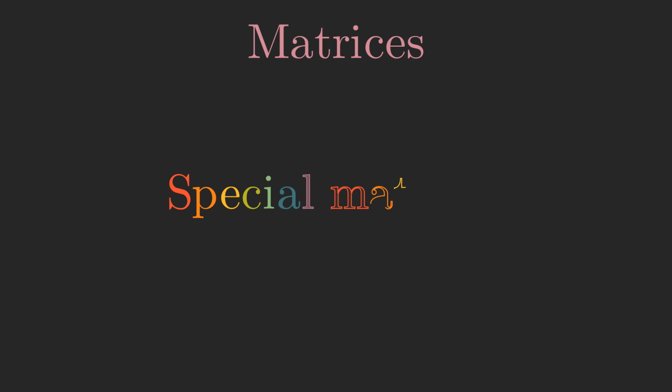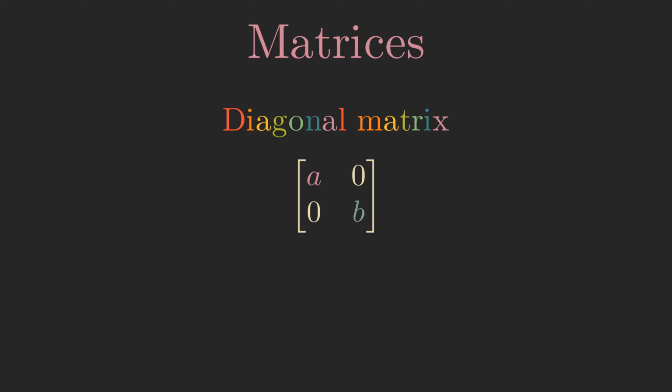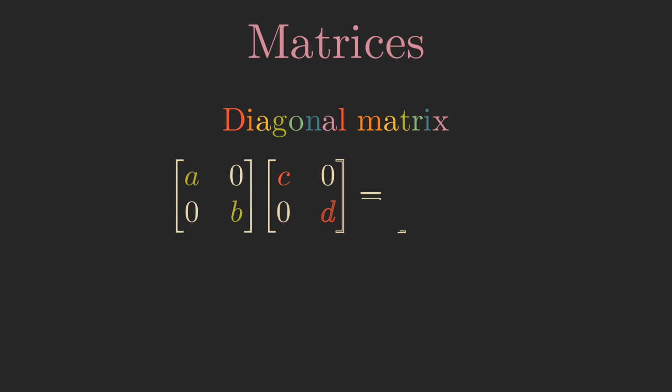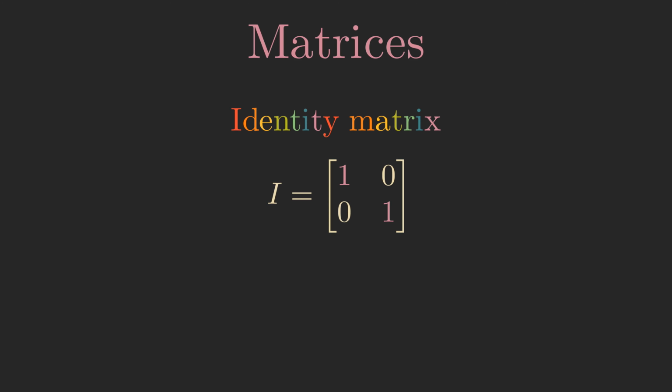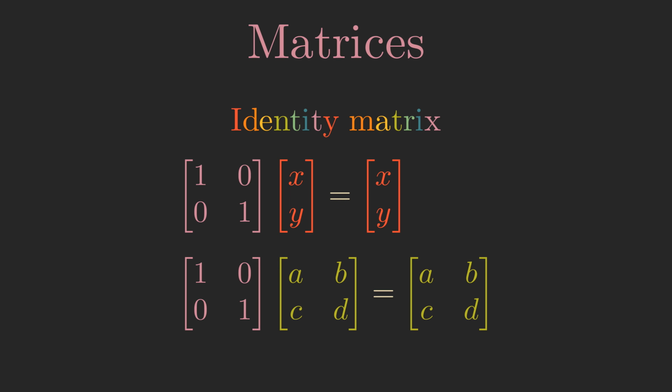There are also some special matrices. One is called a diagonal matrix, where there are values on the diagonal and everywhere else is 0. What's special about it is that multiplying two diagonal matrices by one another is just multiplying the corresponding terms by one another. Another special matrix is the identity matrix. It's a specific diagonal matrix where all the values on the diagonal are 1. What's special about the identity matrix is that multiplying vectors or matrices by it does nothing.